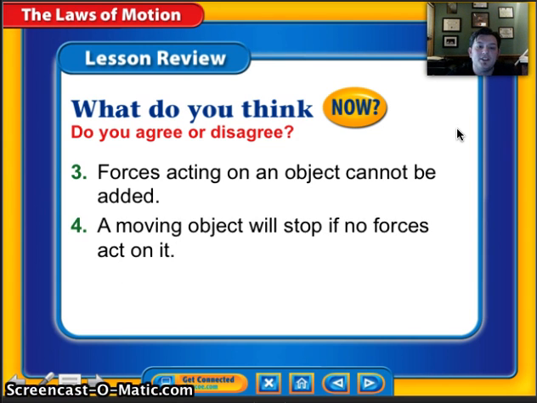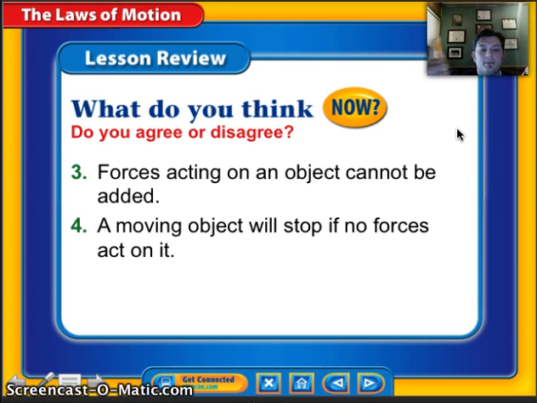A moving object will stop if no forces act on it. No, an object in motion stays in motion. Okay, so it's going to keep going and going until something happens to it, whether it is gravity or fluid friction. Something has to stop it. Okay, now we can practice this. I can throw this little duck sauce packet across the room and eventually it'll stop because an outside force of gravity and the air resistance will stop it.